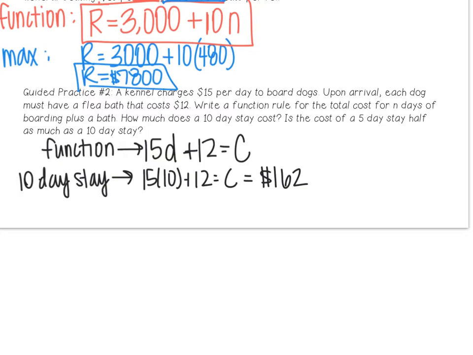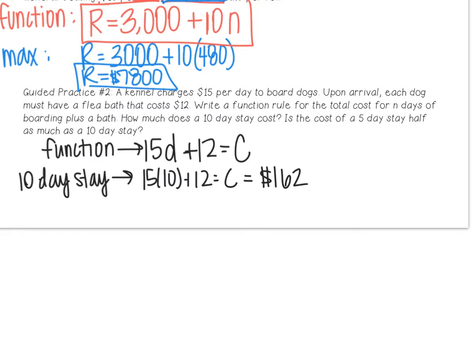Okay, the function rule for this would be $15 per day plus the $12 bath equals my total cost. The 10-day stay is where you would replace D with 10, and you evaluate that and you get $162. The next question says, is the cost of a 5-day stay half as much as a 10-day stay?